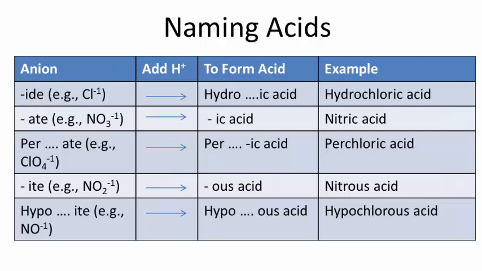Similarly, a per-ate acid, such as perchlorate, becomes a per-ic acid, such as perchloric acid. An -ite acid, such as nitrite, becomes an -ous acid. So nitrite will become nitrous acid. And a hypo-ite, such as hypochlorite, becomes a hypo-ous acid, such as hypochlorous acid.